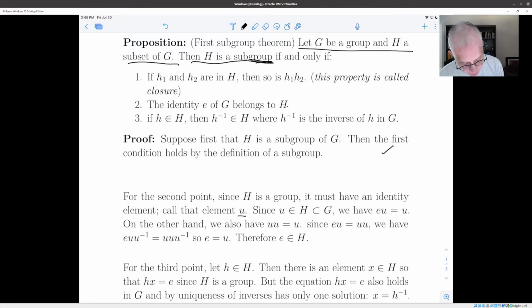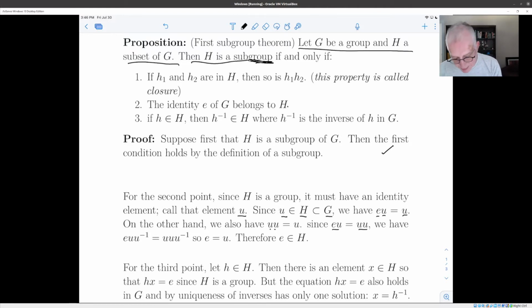Now, on the one hand, u is an element of H, so therefore it's an element of G. And so if we multiply u by the identity element of G, we have to get u back. On the other hand, u is the identity element for the subgroup H. So if we multiply u by itself, which is a product of two elements in H, we have to get u back. As a result, we have that u times u is u and e times u is u. So e times u is equal to u times u.